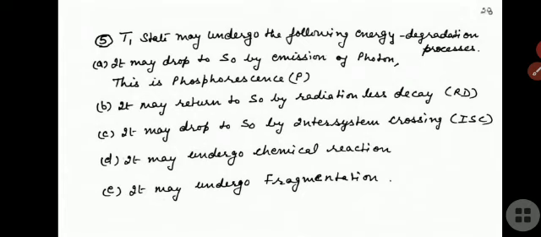Since S1 and T1 states differ in energy contents and electronic distributions, they are expected to possess different chemical and photochemical properties. For example, the S1 state of butadiene undergoes valence isomerization, while the T1 state, attained by energy transfer, prefers to dimerize. We'll study these in detail later.